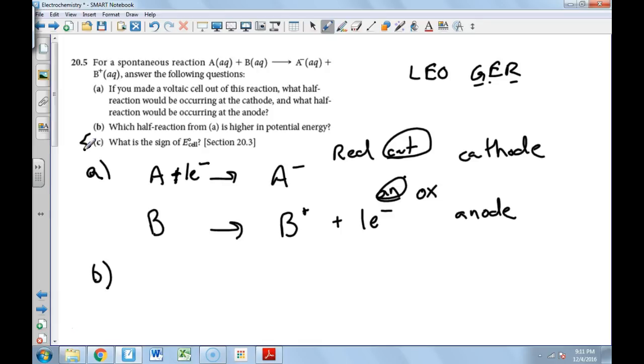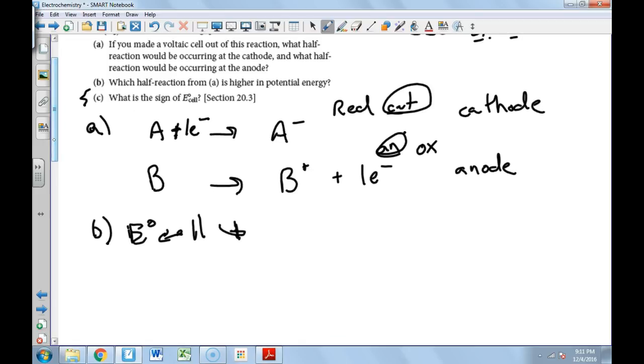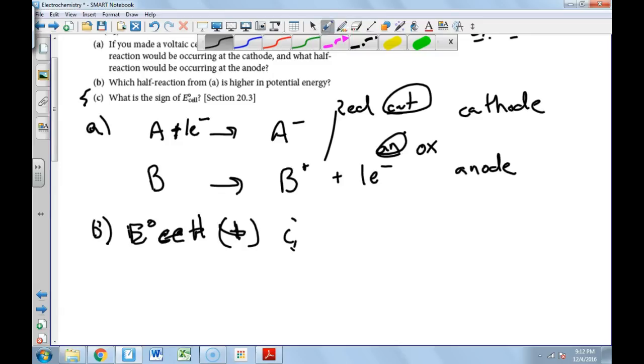It says, what is the sign of E naught cell? So E naught cell has to be positive. Okay, and that's going to help us answer those questions. So that's actually the answer to C, that the E naught cell has to be positive. But now, how does that affect which one is higher in potential?